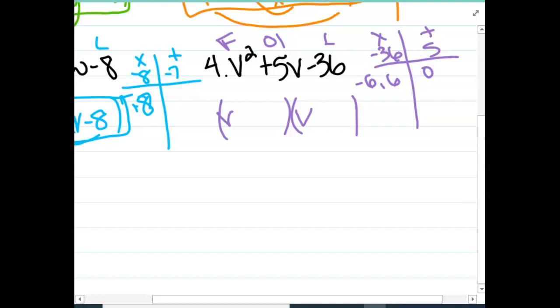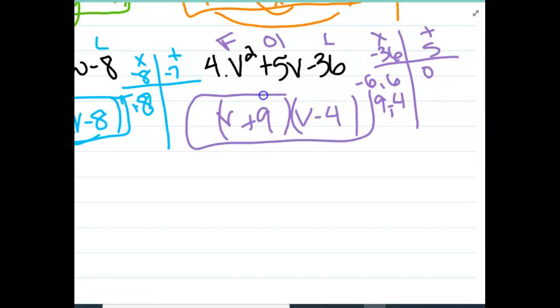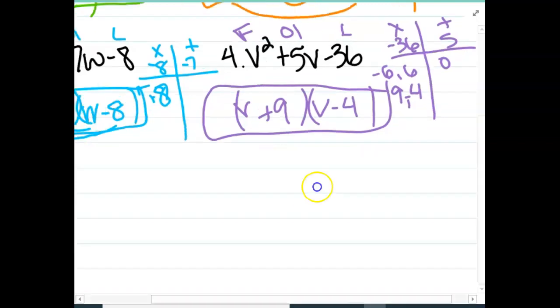What else multiplies to give you 36? 9 and 4. One of them needs to be negative. The 5 is positive, so the bigger number needs to be positive. This is going to be v plus 9, v minus 4. So sometimes you're going to have to write out a few factors, and I promise you, I think it helps to write them out because you can kind of eliminate some of the answers.